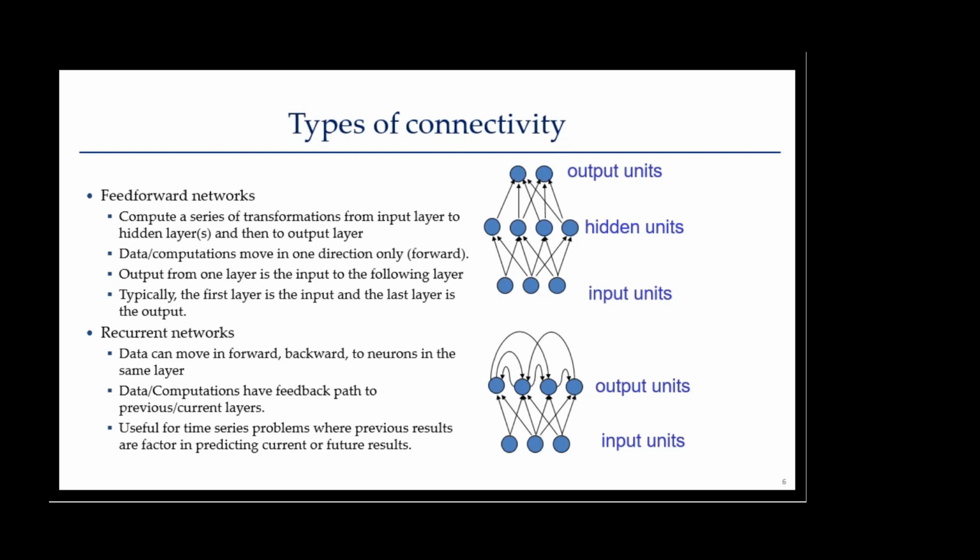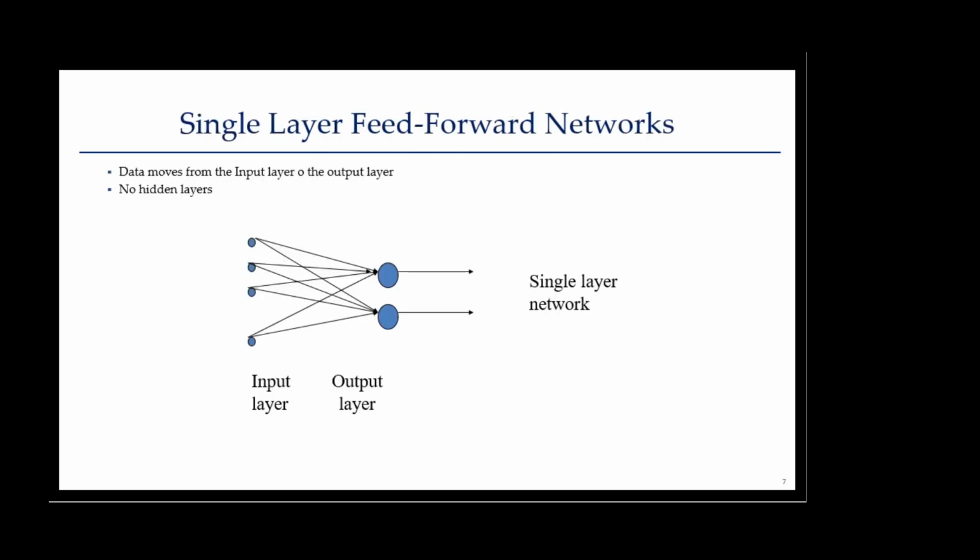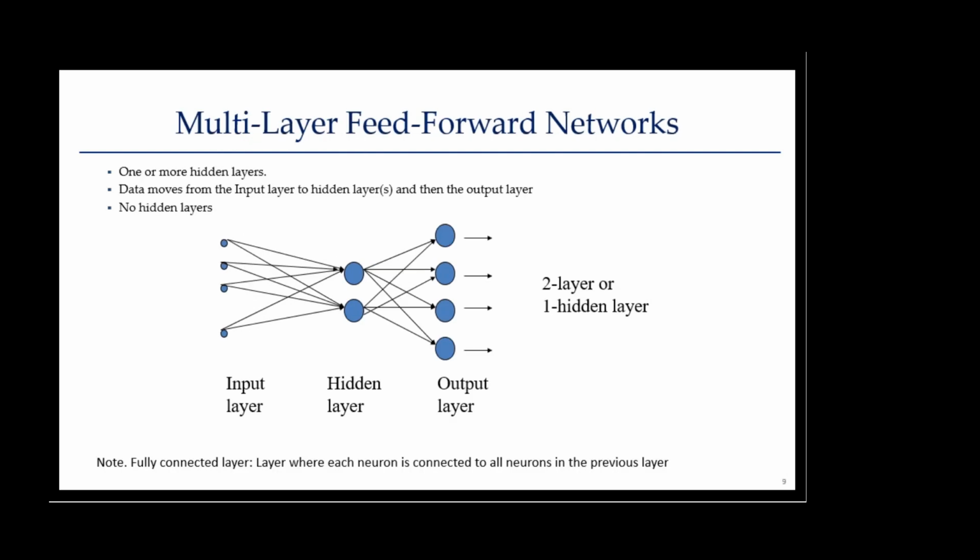There is also a recurrent network where data can move in forward and backward directions, or even to neurons in the same layer. This kind of feedback pass is useful in time series problems and control problems. This is an example of a single layer feed-forward network. We can have a multi-layer feed-forward network, and you can add more and more hidden layers as well.